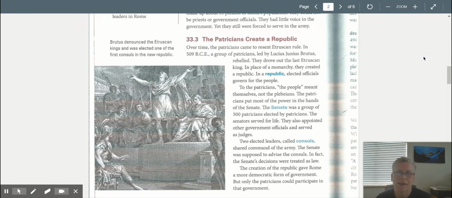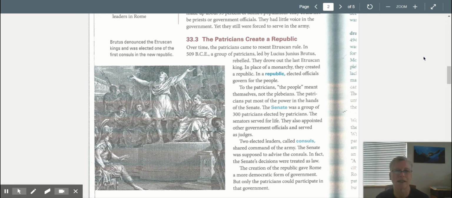That's the whole plan. So the picture on the bottom there, Brutus denounced the Etruscan kings and was elected one of the first consuls in the new republic. So the patricians create a republic. Over time, the patricians came to resent Etruscan rule. In 509 BCE, a group of patricians, led by Lucius Junius Brutus, rebelled. They drove out the last Etruscan king. In place of a monarchy, they created a republic.